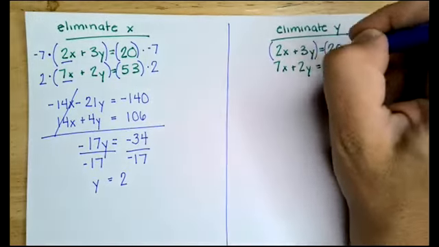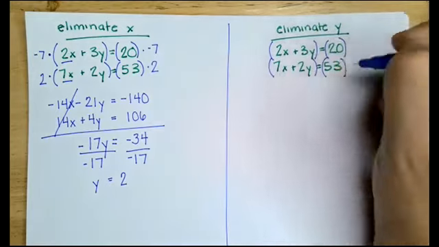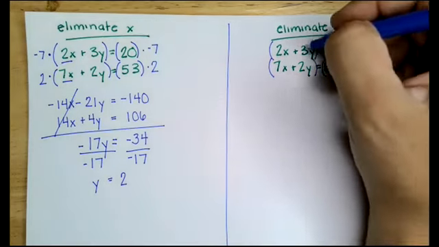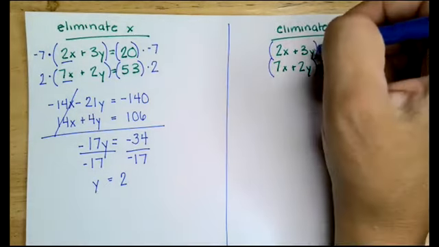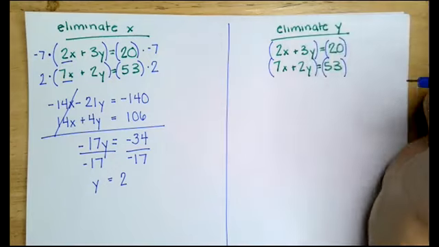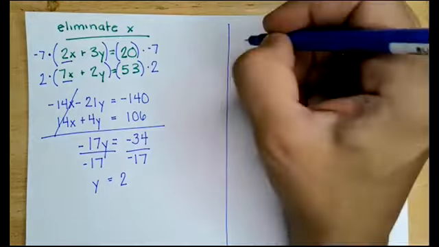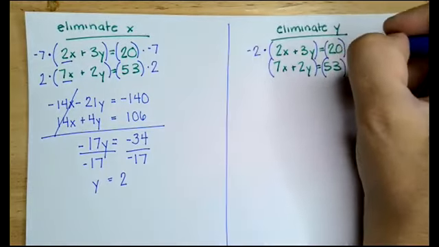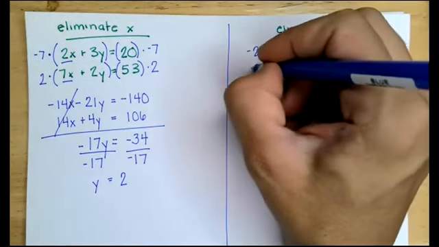Okay. Over here, we're going to eliminate y instead of x. So I'm going to multiply everything up here by something and everything down here by something, because 2 doesn't go into 3, 3 doesn't go into 2. They both go into 6, right? So I want to change one to a negative 6 and one to a positive 6. I'm going to multiply the top by negative 2, and it does not matter. You could multiply the top by positive 2 and the bottom by negative 3 if you want. And I'm going to multiply the bottom by 3.